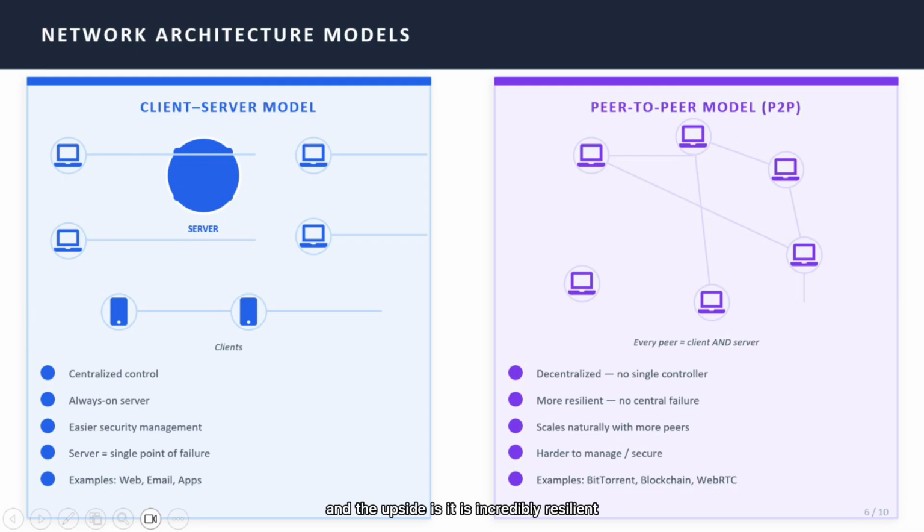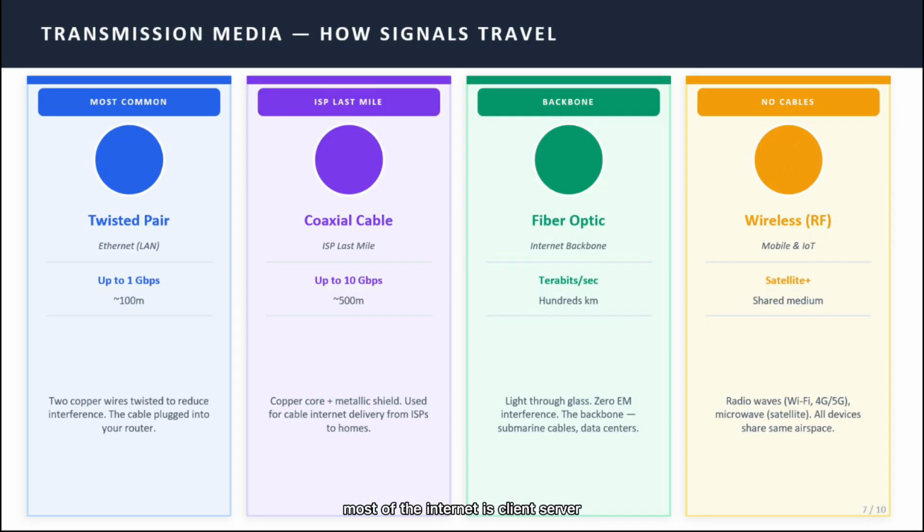And the upside is, it is incredibly resilient. There is no single server to take down. The more peers join, the stronger the network gets. The downside, it's very hard to manage, harder to secure, and harder to enforce rules. Most of the internet is client-server.